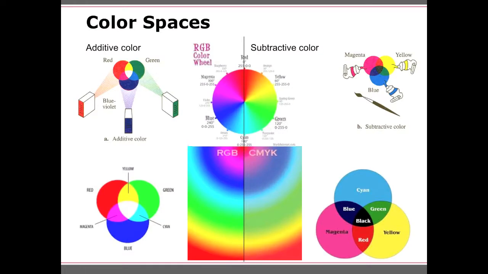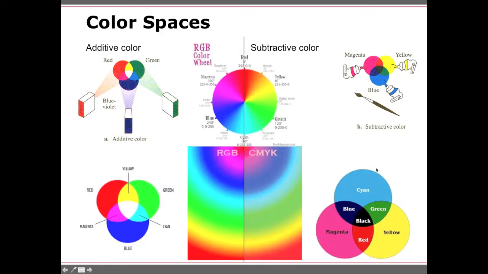So color spaces. When we're dealing with print and web, we're dealing with different color spaces. On the web side of things, we're dealing with what we call additive color. And that uses a red, green, and blue RGB color space. Additive color is created using light. And then on the print side, we have subtractive color. Subtractive colors are created using pigments or inks.